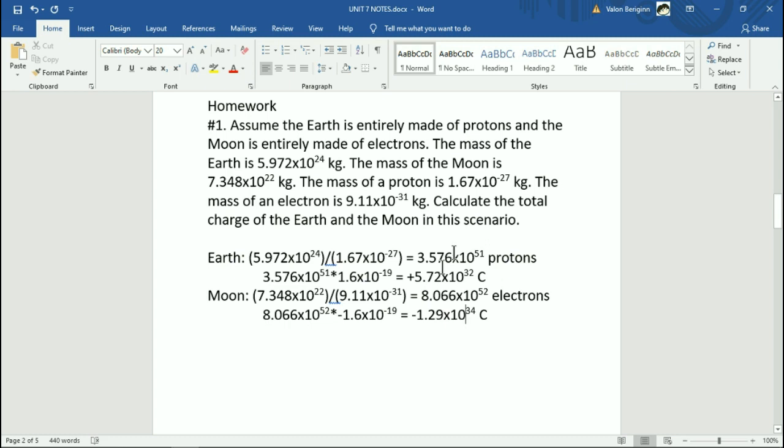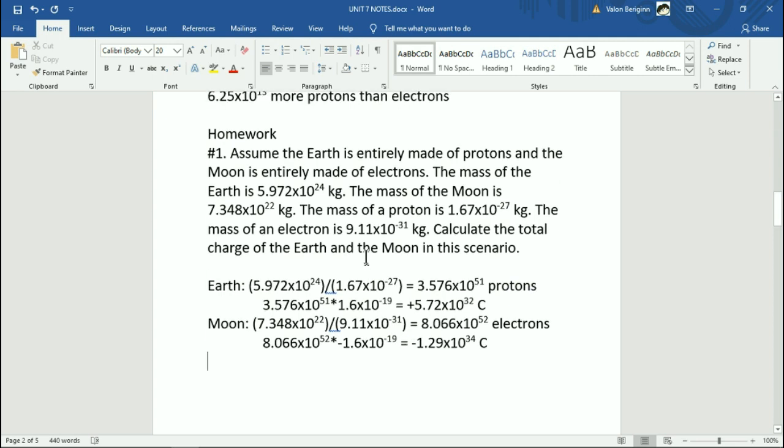So here are your numbers. Here's the positive charge of your proton Earth, and here's the negative charge of your electron Moon. Now, this number is about 20 times bigger, but that's because even though the Moon is close to 100 times smaller in terms of mass, an electron is like 2,000 times smaller than a proton. So there's going to be about 20 times more electrons to make up the Moon than protons to make up the Earth, which means the charge you're going to get is about 20 times bigger. So that's why that lines up.